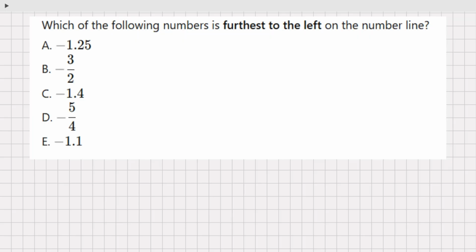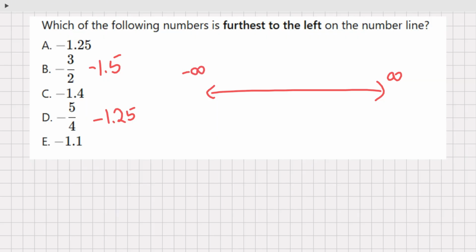Which of the following numbers is furthest to the left on the number line? What I would recommend is to put all of these in decimal form. So negative 3 halves is negative 0.5, negative 5 fourths is negative 1.25. And so in this problem, you're looking for the furthest on the left on the number line. If you have a number line, you have infinity to the right and then negative infinity to the left, and that's just the basics of any number line.